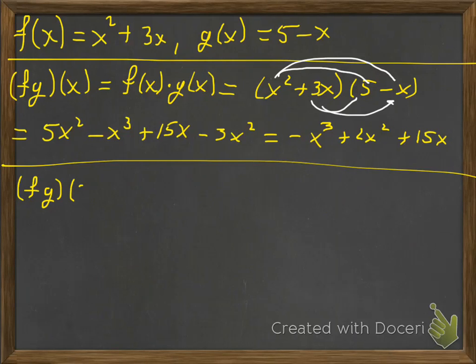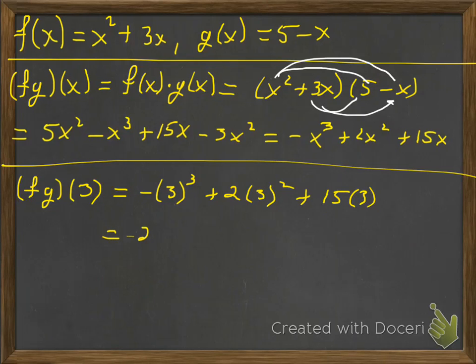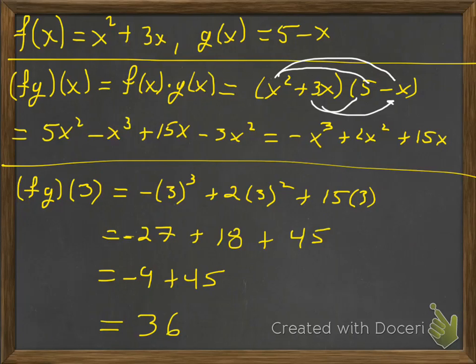Now if I want to find f times g of 3, I already have the formula for f times g, that is negative x cubed plus 2x squared plus 15x. So it'll be negative 3 cubed plus 2 times 3 squared plus 15 times 3. Okay, negative and then 3 cubed is negative 27, plus 2 times 9 is 18, plus 15 times 3 is 45. Negative 27 plus 18 is negative 9, plus 45 is 36.